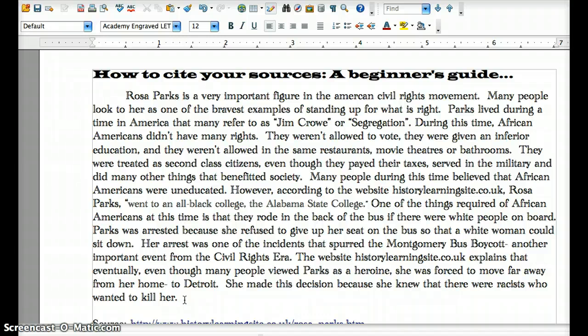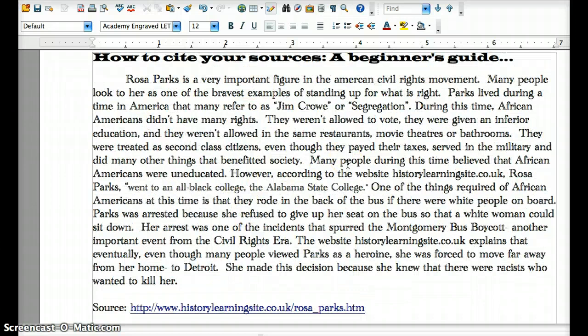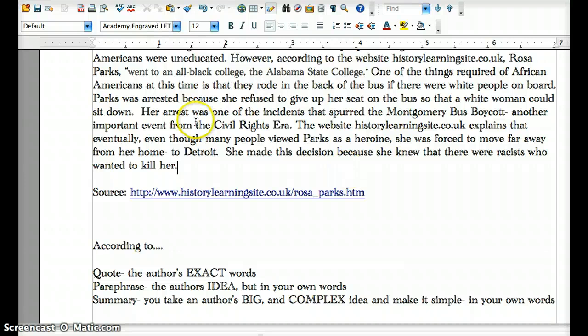So I hope that this has given you an example that you can use for how to integrate your information, cite your sources. Just as a review, you can either give one citation at the bottom of a paragraph, or you can include your citations throughout the paragraph with phrases like according to or this website explains. And you can do that by either using a direct quote, a paraphrase, or a summary.